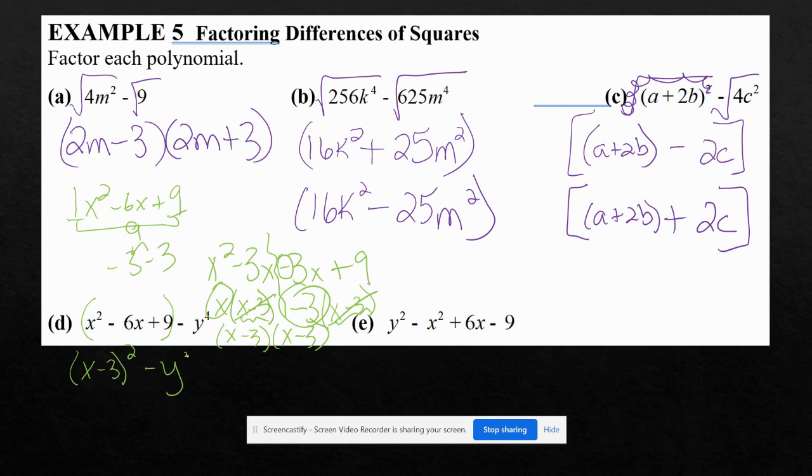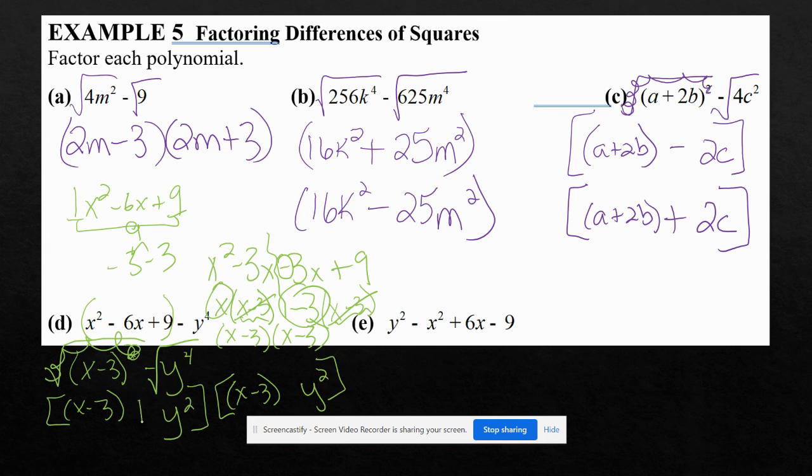And then we have a minus y to the 4th. Well, this is just like C now, where we have a perfect square, two terms, subtraction. So we can square root each term. The square and the square root reduce each other out. So we have x minus 3. And the square root of y to the 4th is y squared. And then x minus 3 and y squared. One's plus, one's minus. And this would be factored form.